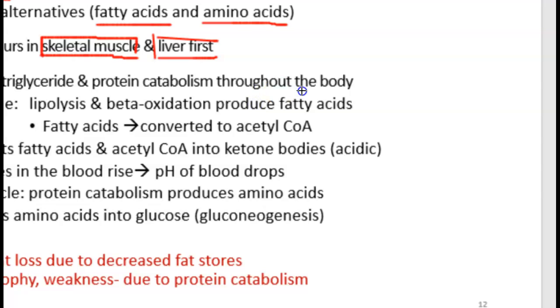The liver will lose its energy source as well. But that's not going to last very long. Throughout the rest of the body, we have adipose tissue, we have protein, and of course, there's also fat. Well, that's fine, adipose tissue. So adipose tissue has triglycerides, and those triglycerides are broken down by a process called lipolysis and then beta oxidation, and that produces fatty acids that can be converted to acetyl-CoA to make ATP.